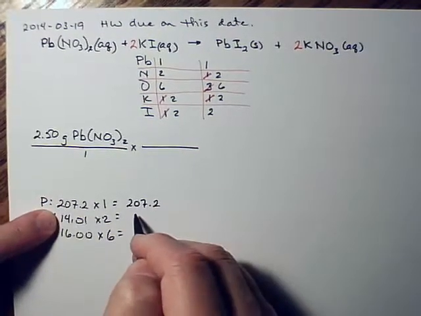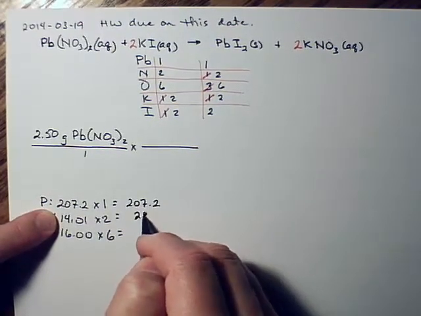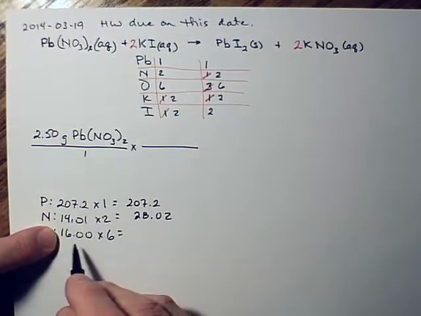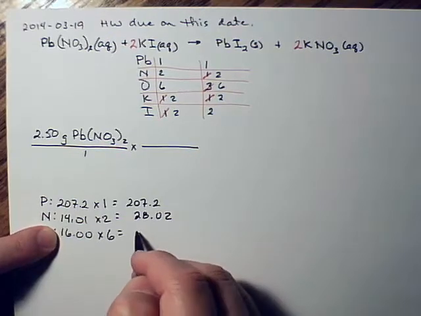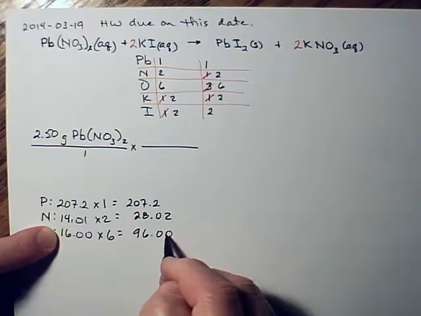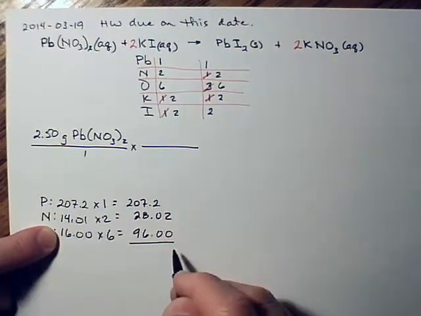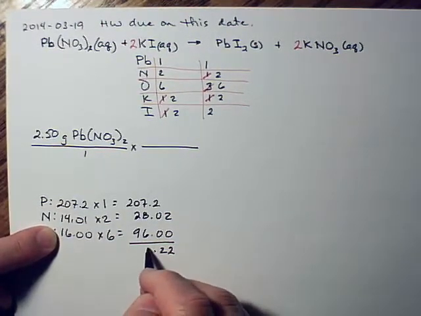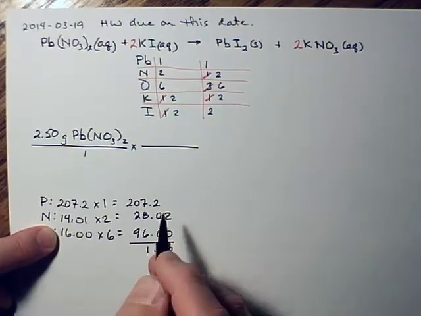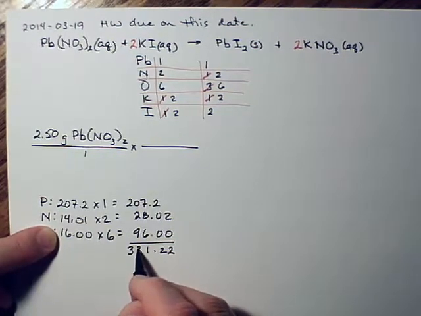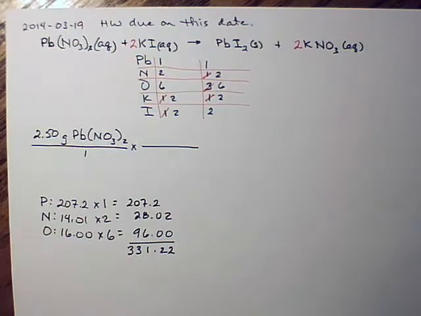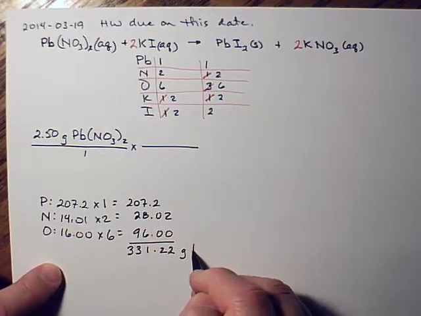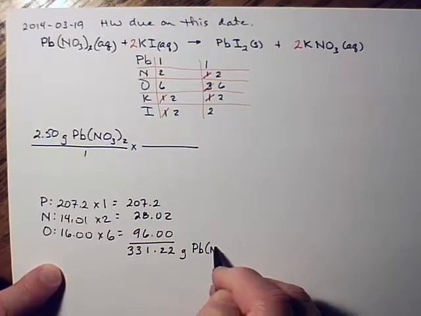So this is 207.2. This is 28.02. And 16.00 times 6, I believe, comes out to be 96.00. Adding all these together, I get a 2 here and a 2 here. And that comes out to be 11, carry 1, 331.22. And this is going to be grams of lead-2 nitrate.